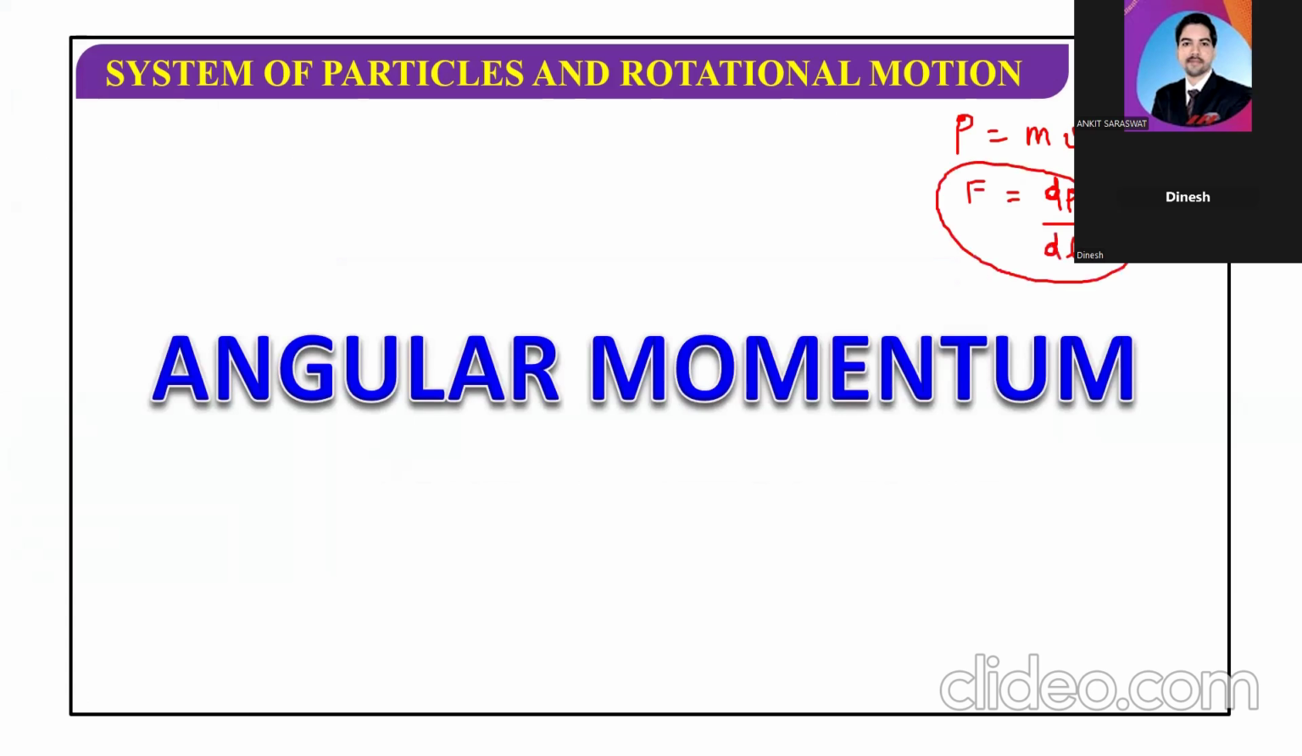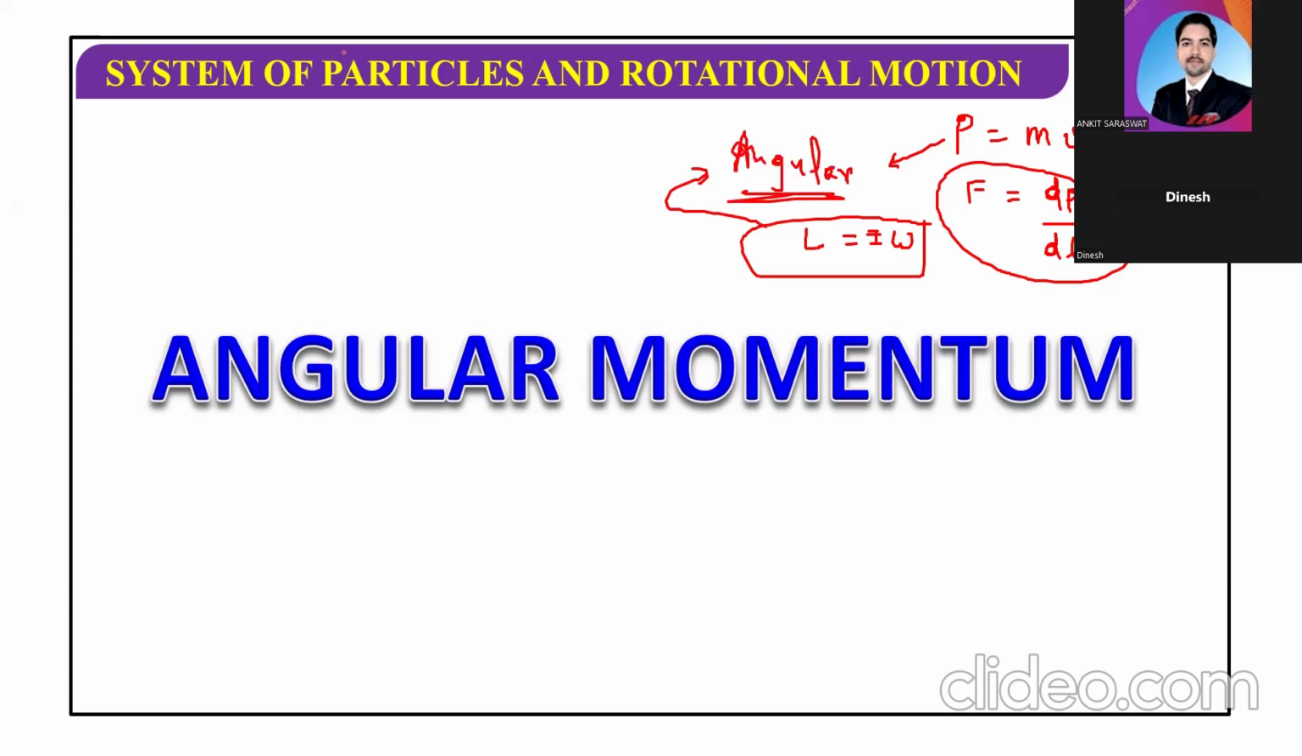In a similar way, here for angular momentum, in place of P there is L. In place of mass there is I. In place of V there is omega. So in case of rotational motion, this is known as angular momentum. L is angular momentum.